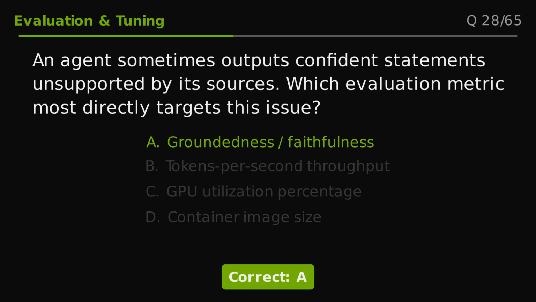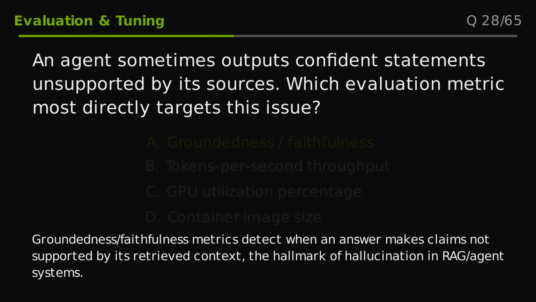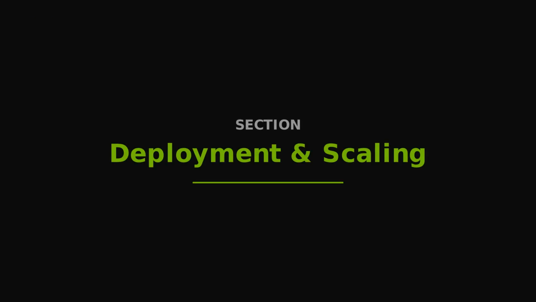The correct answer is A. Groundedness or faithfulness metrics detect when an answer makes claims not supported by its retrieved context, the hallmark of hallucination in RAG and agent systems. Next section, deployment and scaling.